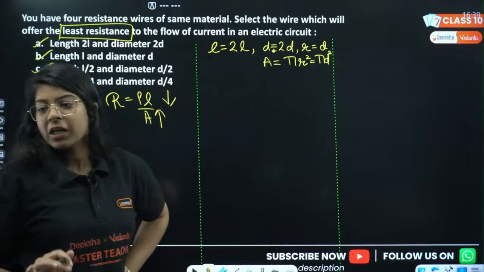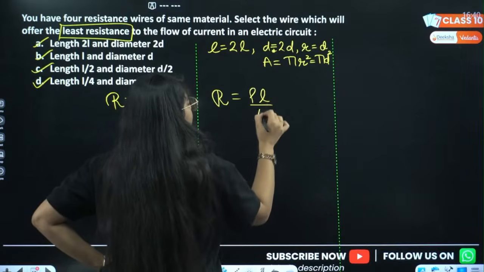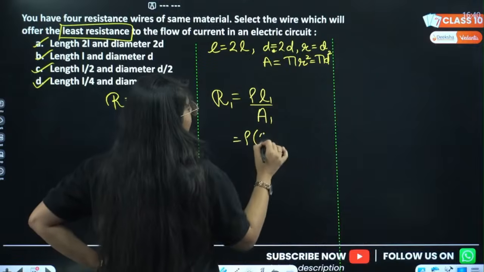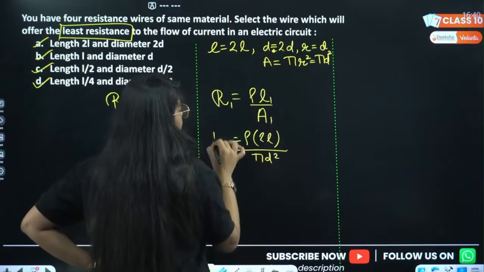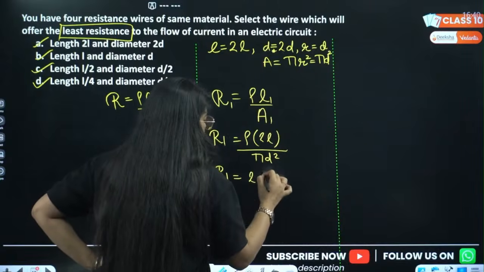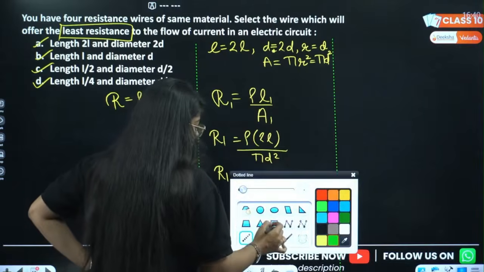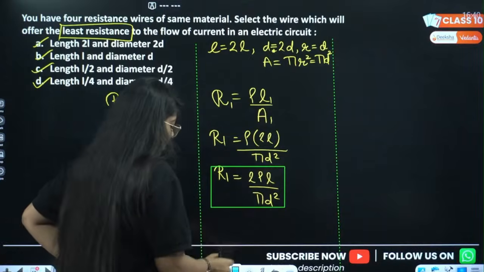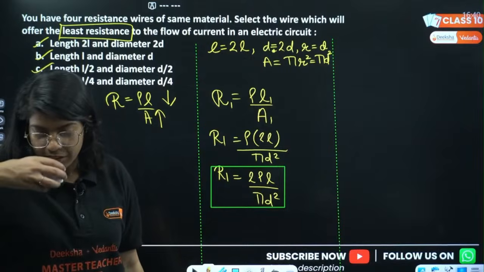तो समझ में आ गया? Understood? Now just apply the formula. R equals rho L by A. R1, L1, A1. ठीक है? So rho, L1 is 2L and A1 is pi D square. Understood? This is R1. So R1 is 2 rho L by pi D square. This comes out to be my R1. Okay, everyone? This is correct. This is the first resistance.